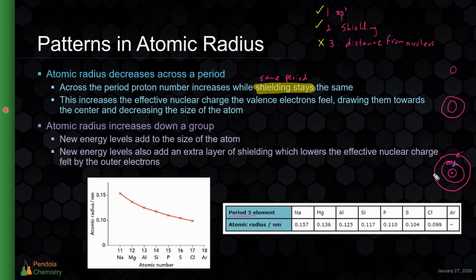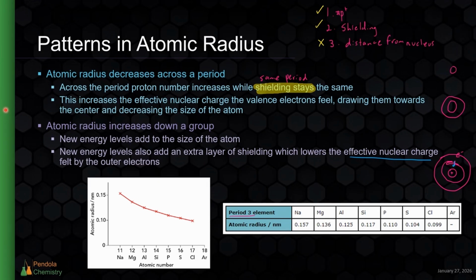So as we go down the group, the atoms are going to get larger because the pull of the nucleus, what we call the effective nuclear charge, which is just the pull of the nucleus for those outer electrons, is going to be weakened by the extra layers of shielding.